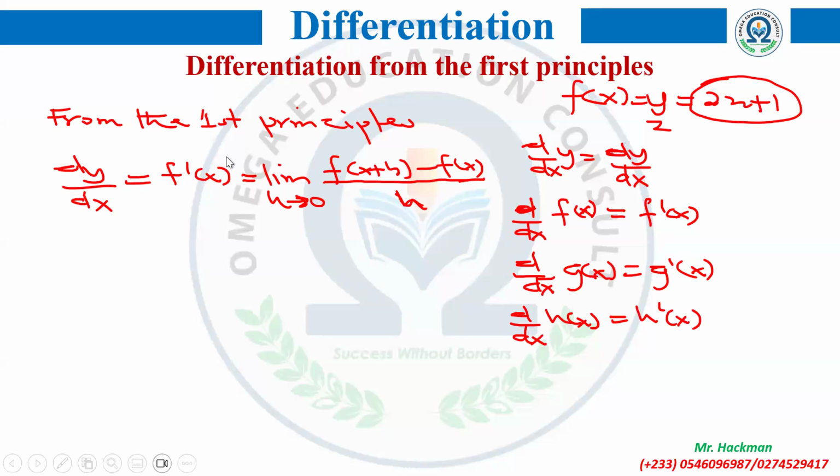We'll be working with the example. If your function came as y, then you will say that from the first principle, dy/dx is equal to this limit. If your function came as f of x, you write from the first principle, f prime of x is equal to this limit. Do you get the point?